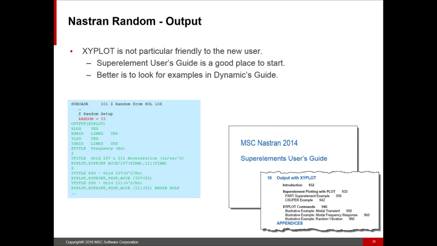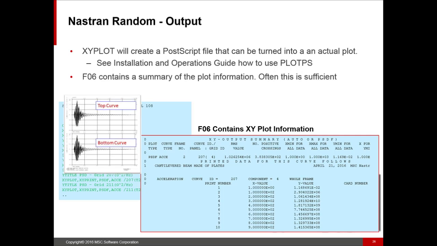XY plots are one of the main outputs. The better place to look for advice on how to set up XY plots, well, actually the best advice is to find similar examples in the Dynamic User's Guide or maybe from SimCompanion. But the SuperElement User's Guide actually has some nice advice on how to do XY plots, even if you aren't doing SuperElements per se. When we take a look at this type of information, we can turn the XY plot, which is a PostScript, into some sort of image or PDF file, or we could actually print it. But more times than not, what we're actually looking at is the F06 file.